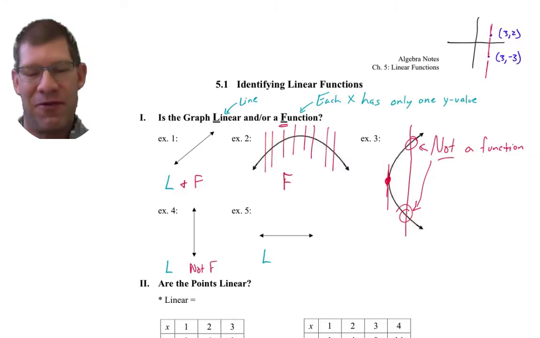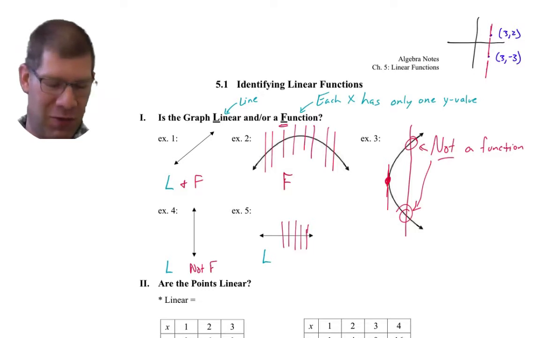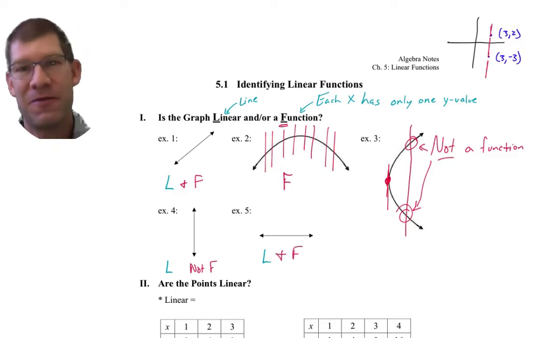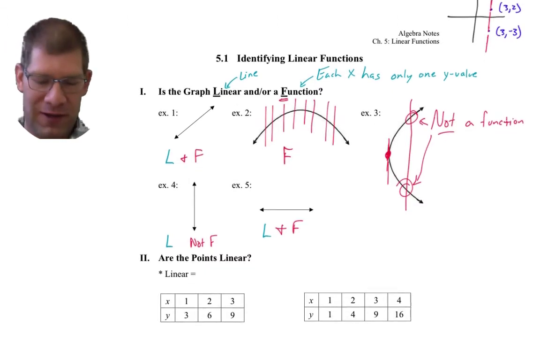And our last one, example 5, a horizontal line. You could do a whole bunch of verticals. No single one is going to hit it more than once. So we know then that example 5 is a function. So L and F. So that's the first part of the section, the linear and the functions. Now we will move on.